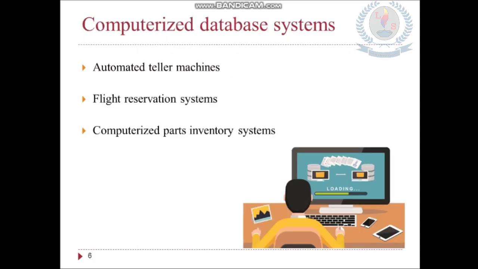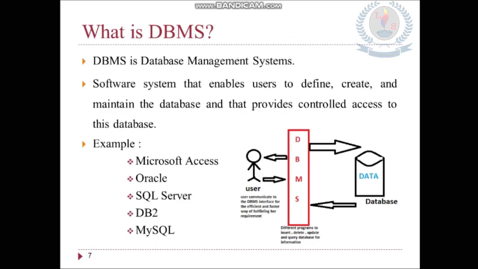If we are moving to the next slide, we can see the computerized database system. Just go through the slide. You can see some examples I have given. Automated teller machines, that means ATM machines. The next one is the flight reservation system, and the third one is the computerized part inventory system, that we can call an inventory control system.